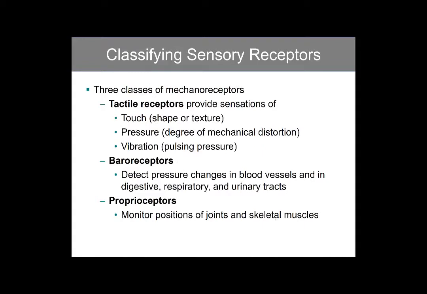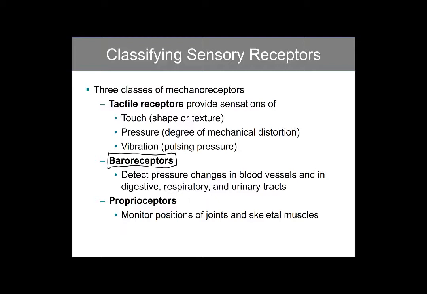There are 3 classes of mechanoreceptors. Tactile receptors provide sensations of touch, pressure, or vibration. Baroreceptors detect pressure. If you know the term barometer, a barometer measures atmospheric pressure. So baroreceptors detect pressure changes in the body. Mainly this is found within blood vessels, but you also have it within our digestive, respiratory, as well as urinary tracts. And then proprioceptors.